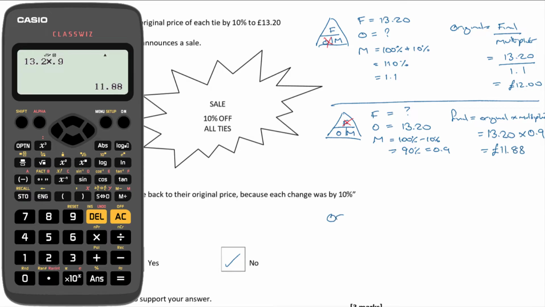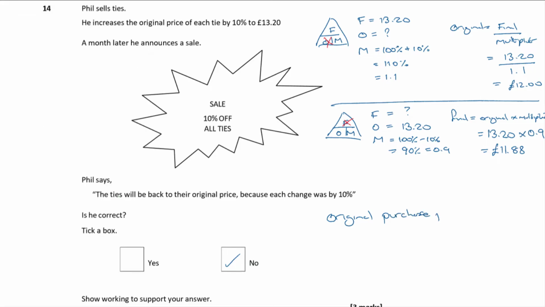So that's why it's wrong, because the original purchase price is £12. That's what he paid for them. Okay, he then put them on sale for £13.20, and then in the sale he reduced the sale price to £11.88. So he's actually selling them there at a loss. So for every tie he sells, he's losing 12p, isn't he, actually? Because he's selling for 12p less than what he bought them for. Okay, so that's why it's not the same.